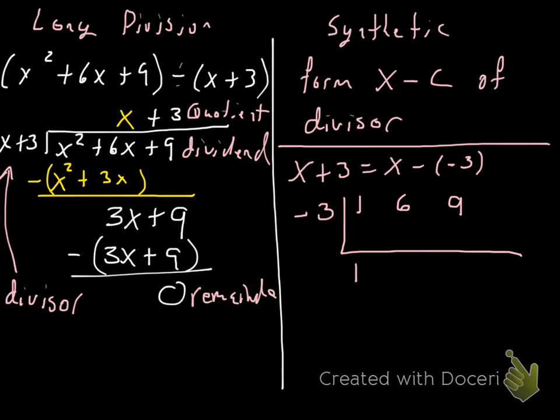Now the way this works is you always bring the first one down. So you bring the 1 down. Then I'm going to take 1 and multiply it by the negative 3 here. Whatever that number is, you multiply it. So negative 3 times 1 gives me negative 3. I'm going to write that down there, and then add these two. 6 plus negative 3 is 3. Then we repeat the process. Now I'm going to do negative 3 times 3, write it down here, and then add.